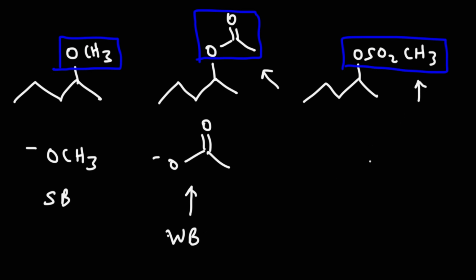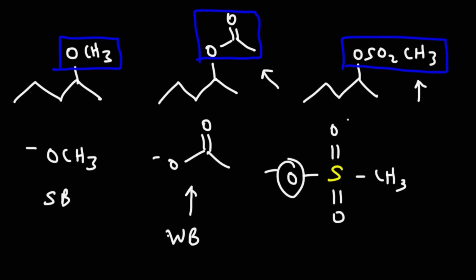Now this one, here we have a sulfur with two double bonded oxygen atoms and a CH3. So the negative charge can be shared among 3 oxygen atoms as opposed to 2. So this is going to be the best leaving group. This is the worst, or we could say it's a bad leaving group.